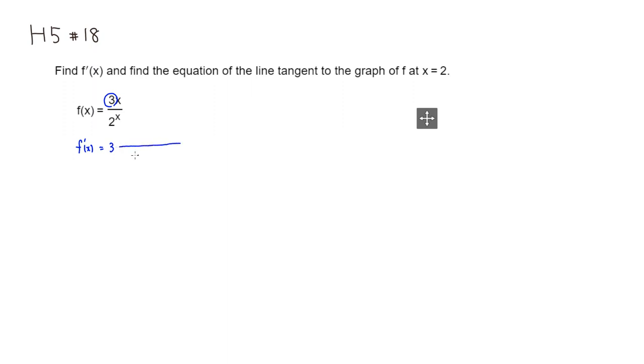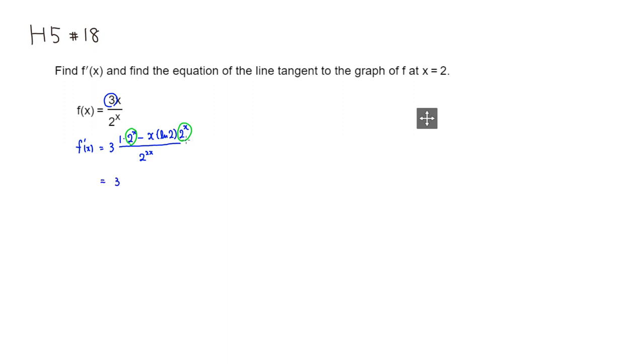Square the denominator, so you have 2 to the x squared. Then the derivative of the top is 1 times the bottom, 2 to the x, minus x on top times the derivative of the bottom, which is the natural log of 2 times 2 to the x. You can see that the 2 to the x is in common, so we can factor it out.